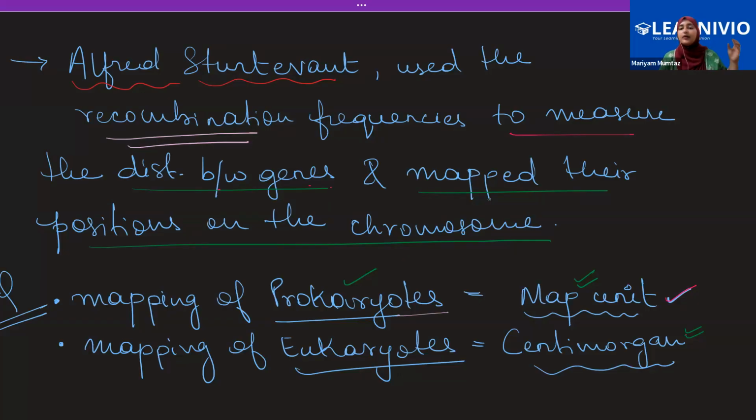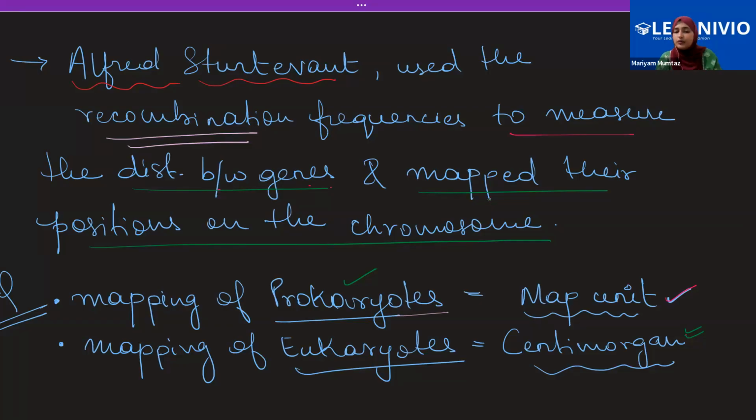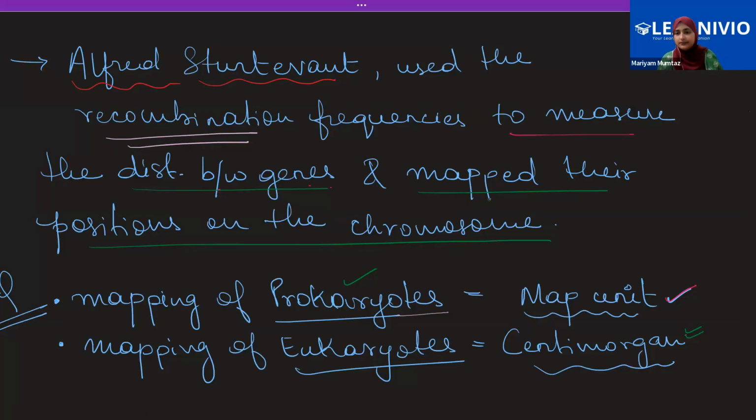Now, when the mapping is done for a prokaryotic organism, the unit is map unit. And when the mapping is done for a eukaryotic organism, the unit is centimorgan. Clear? Any doubts? Map is like a unit, like how we measure distances in kilometers, and shorter distances in meters and centimeters. In the same way, the unit for mapping genes on the chromosome for prokaryotes is called map unit, and for eukaryotes it is called centimorgan. Clear?